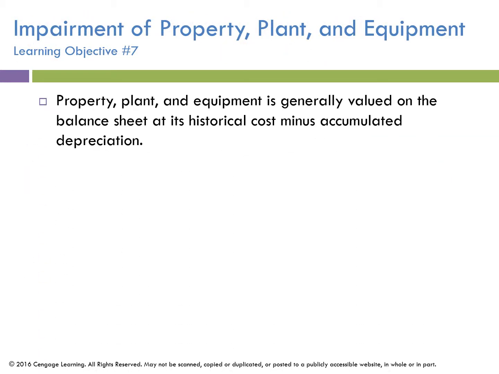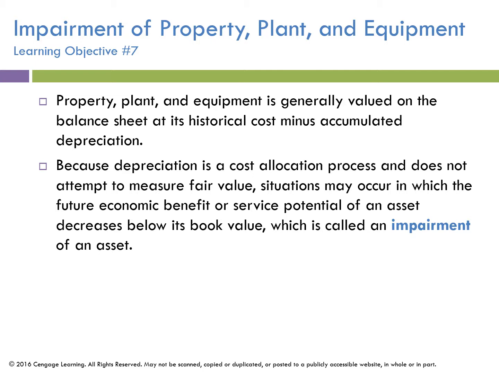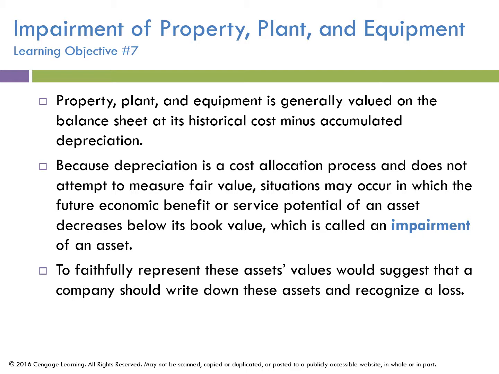Impairment of assets can also occur. So property, plant, and equipment is valued at its historical cost minus accumulated depreciation. And normally the real world value, or the fair value of those assets, may increase over time. Because depreciation is allocated and doesn't attempt to measure fair value, there could be situations, though, where that asset's real world value is even lower than its book value. If that occurs, we call it an impairment. We shouldn't record it at its book value, but at some lower value. So we've lost usefulness of this asset because of the decrease in fair value of it.